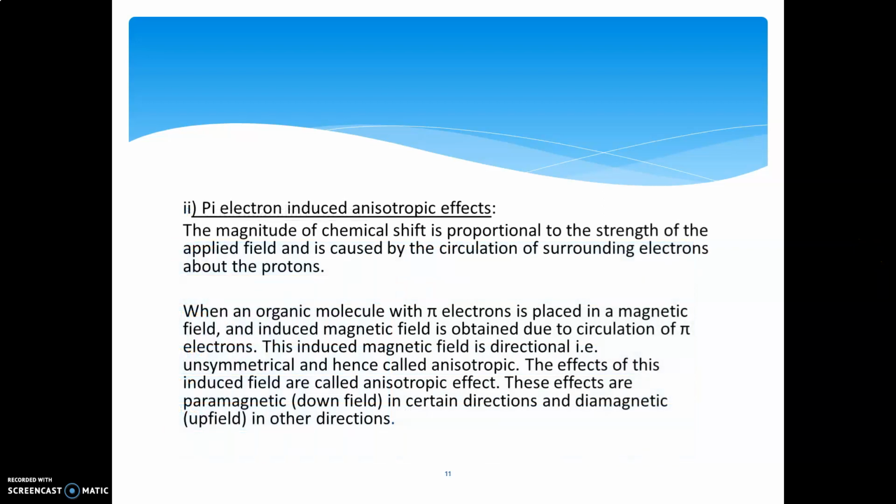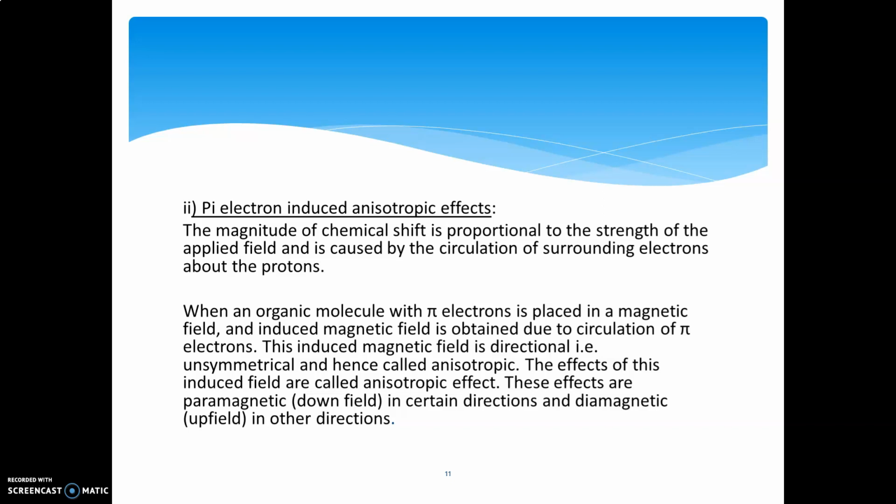Second one is pi electron induced anisotropic effects. The magnitude of chemical shift is proportional to the strength of the applied field and is caused by the circulation of surrounding electrons around the protons. When an organic molecule with pi electrons is placed in a magnetic field, an induced magnetic field is obtained due to the circulation of pi electrons. This induced magnetic field is directional, that is, unsymmetrical, and is called anisotropic. The effects of this induced field are called anisotropic effect.